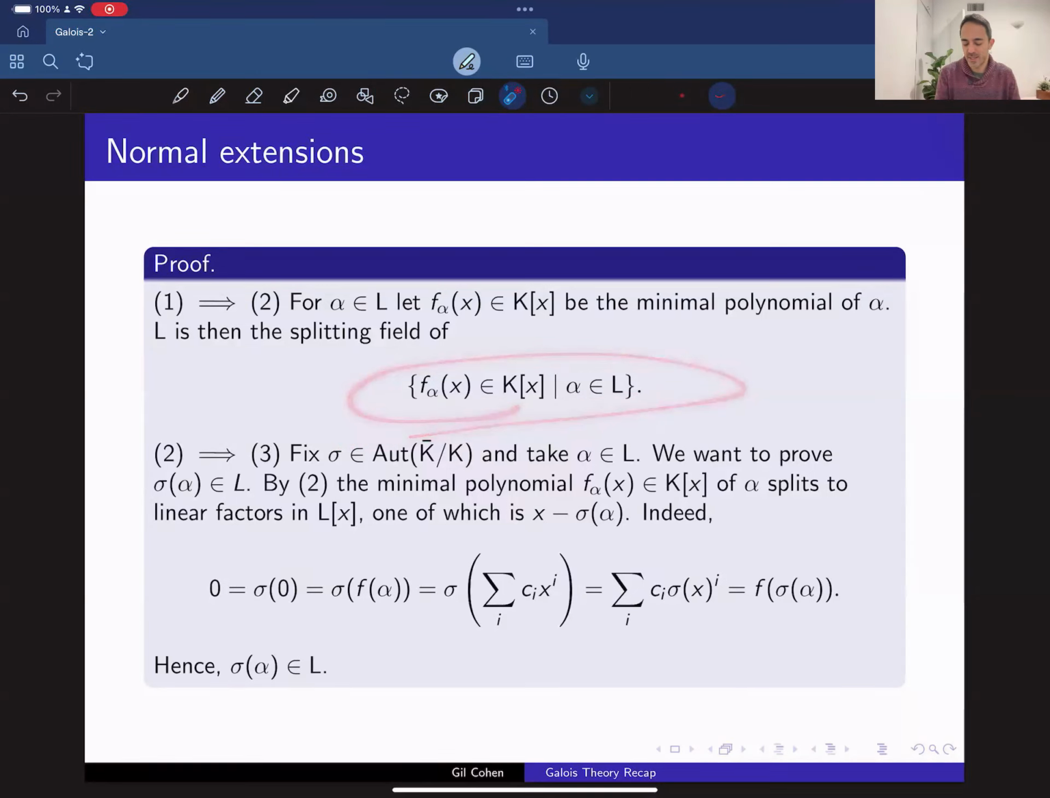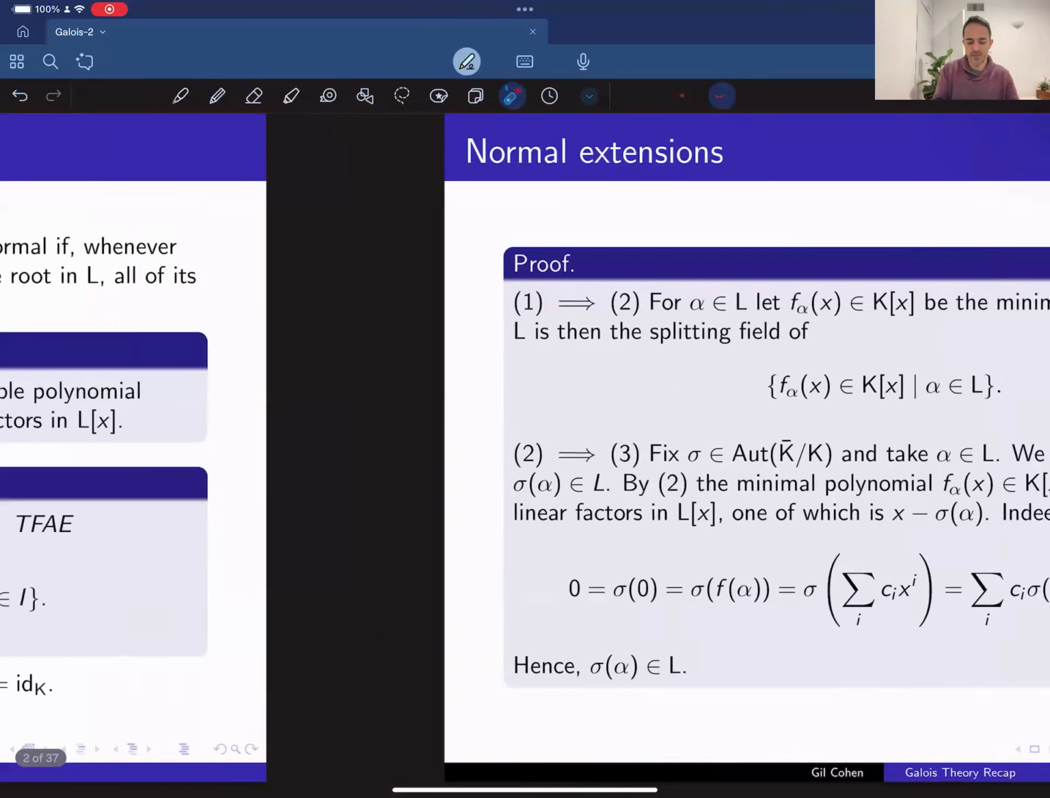So you look at this set of polynomials. The splitting field of this set of polynomials clearly contains L, because every f_alpha has alpha as one of its roots, and all the alphas together form the entire L. So the splitting field of this set of polynomials contains L. On the other hand, because L over K is normal, we know that each of these polynomials splits completely within L. So we get an equality between the splitting field of this set of polynomials and L, which is what we wanted in 2.